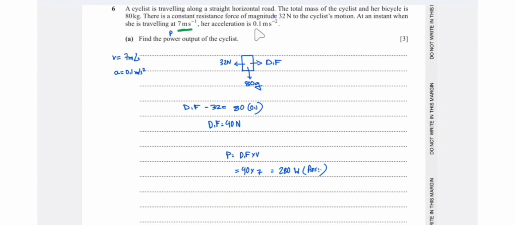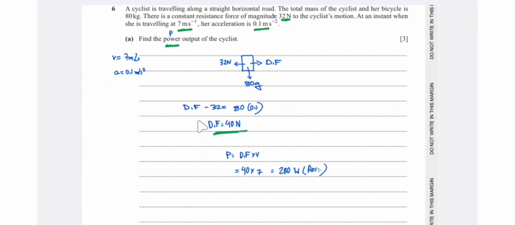At an instant when she is traveling at 7 meter per second, we are given the value of acceleration. Find the power output of the cyclist. So we are given the speed and the acceleration, and we need to find the power. We know that driving force minus resistive force is equal to mass into acceleration. So the driving force, which we consider as DF, minus the resistive force of 32 Newton, is equal to mass 80 times the acceleration, which is given as 0.1.